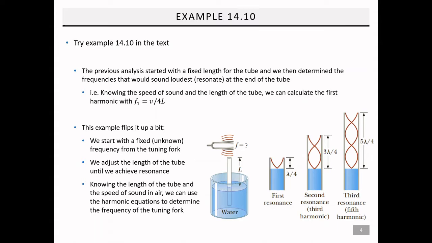So in the previous analysis, on the previous slide, we started with a fixed length of tube, and we determined what frequencies would resonate at the end of the tube. When we did this example, we flipped it up a little bit. We started with a fixed unknown frequency for the tuning fork, and you adjust the length of the tube until you get resonance at the end of the tube, so until you have that antinode at the end of the tube. Then, knowing the length of the tube and the speed of sound in air, you can determine the frequency of the tuning fork.